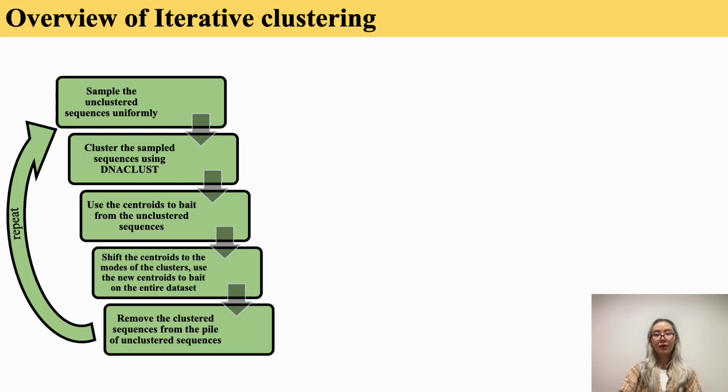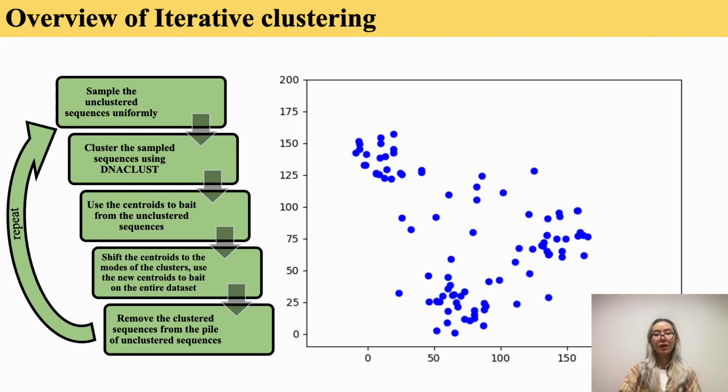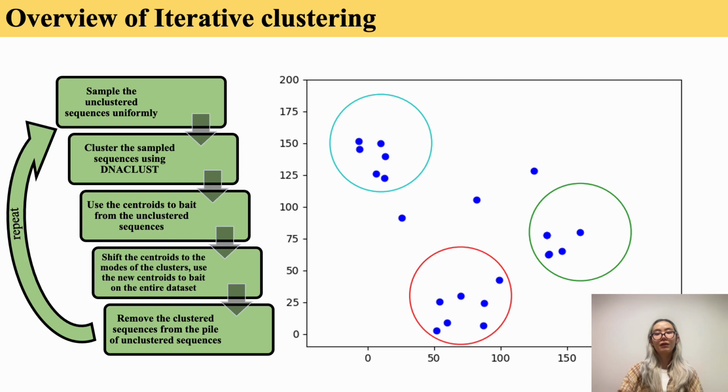Here, we want to give an overview of the iterative clustering framework. Given a set of 16S rRNA gene sequences, we deduplicate it and maintain a dictionary of their respective counts. We start by sampling the unclustered sequences uniformly. We then cluster the subsample using DNAclass, which gives us non-singleton clusters and singletons.